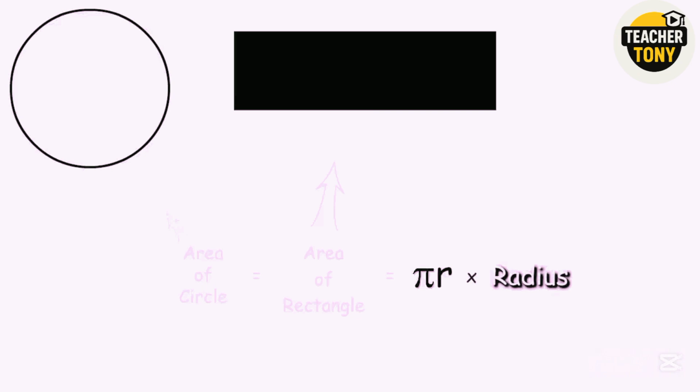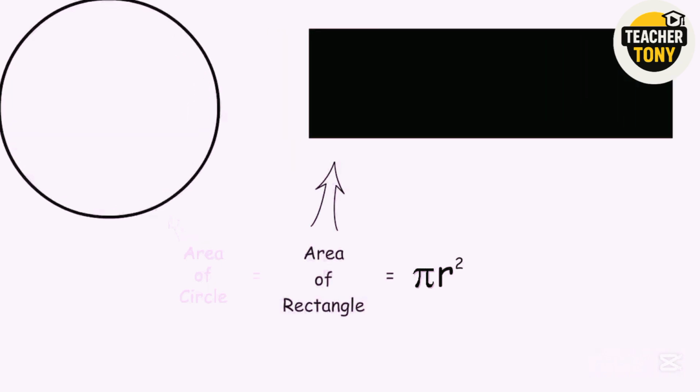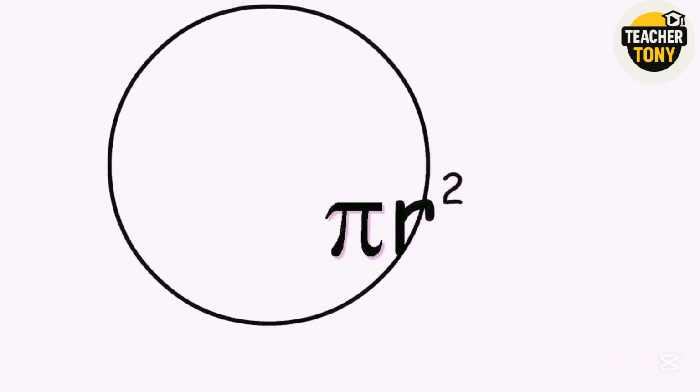So now, our rectangle is coming along well. Pi r times r, which is the radius. When you multiply r times r, you get r squared. So we end with pi r squared, which is the area of the rectangle, which is at the same time the area of the circle. And that's how we got the formula called pi r squared.